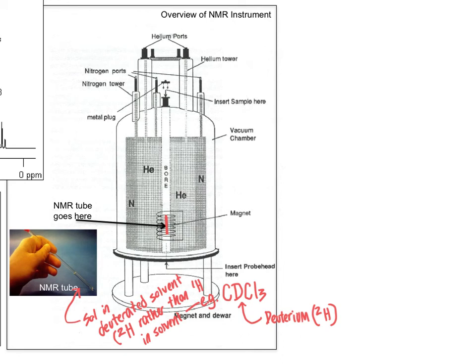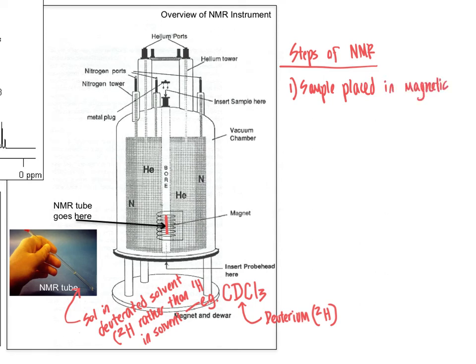So what's happening here is that the sample is placed into a magnetic field. So we're going to list as our steps of NMR. Here is step 1, that the sample is placed into a magnetic field. And that's what we're showing when we showed that NMR tube being inserted into the instrument surrounded by those magnetic coils.